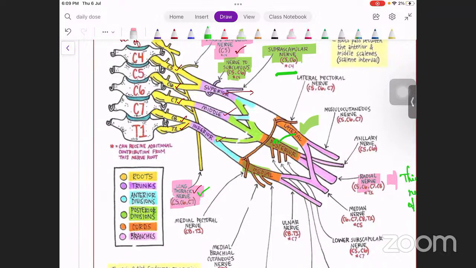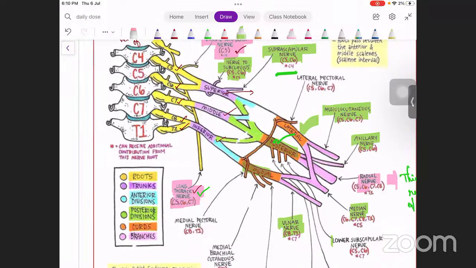The lateral cord gives rise to the musculocutaneous nerve, which has a nerve root of C5, C6 and C7. And then you have the lateral half of your median nerve, and then the medial cord gives rise to the medial half of the median nerve, and then you have the ulnar nerve. And then you have the posterior cord, which gives rise to two important branches. One is your axillary nerve, another one is your radial nerve. And the radial nerve has a nerve root of C5 to T1, which is the thickest nerve of your brachial plexus.